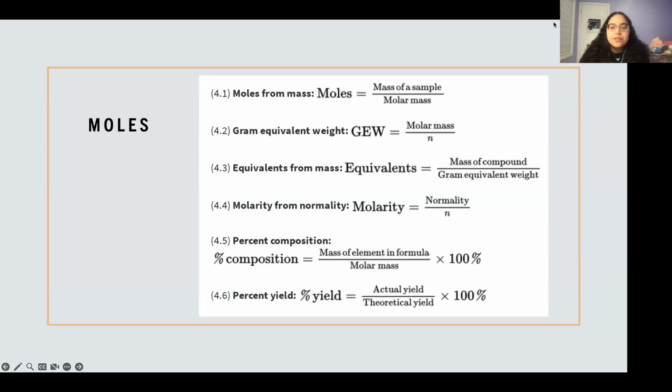Another thing that's important to know is percent composition and percent yield. Percent composition is the mass of something in its formula divided by the molar mass. Then percent yield, a lot of the experimental passages could come up with something like percent yield, and that's the actual yield divided by the theoretical yield. So how much you actually got divided by how much you were supposed to get, times 100%.